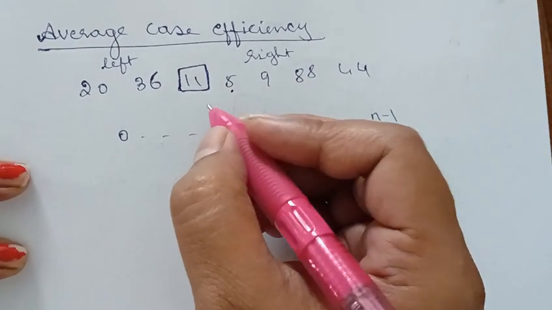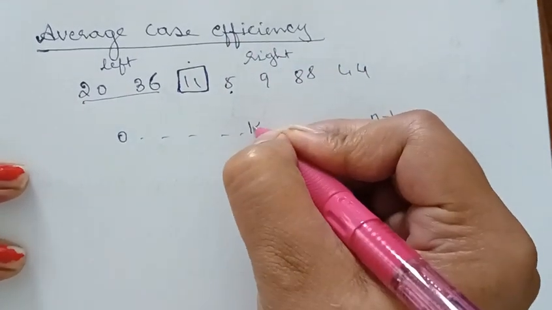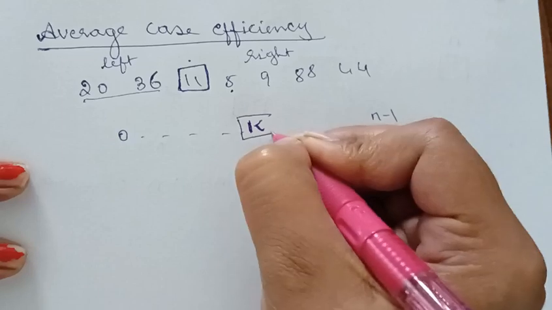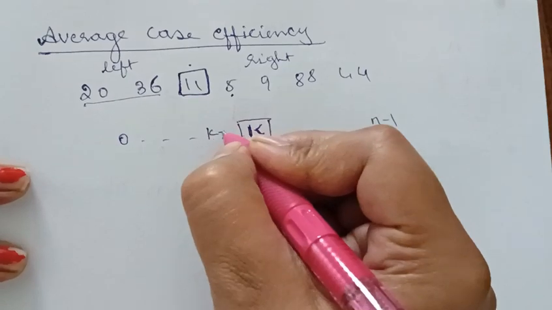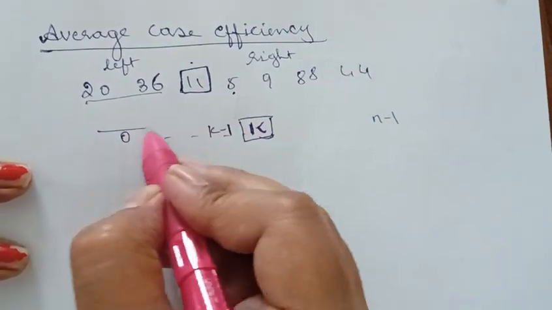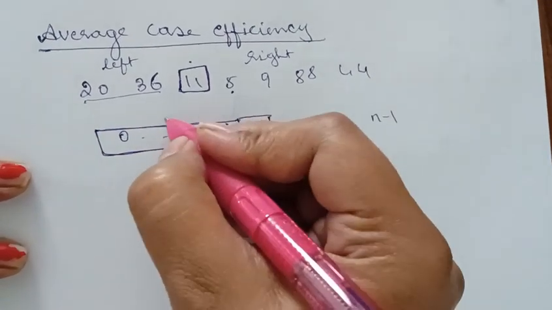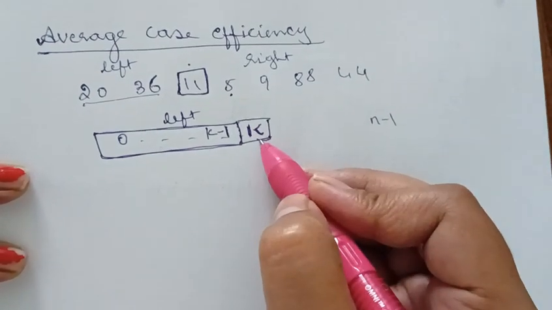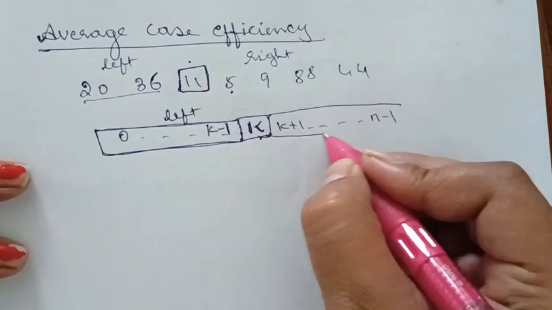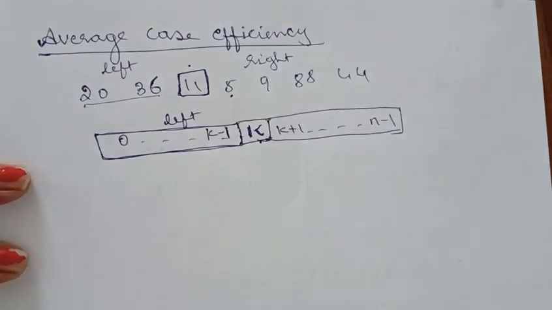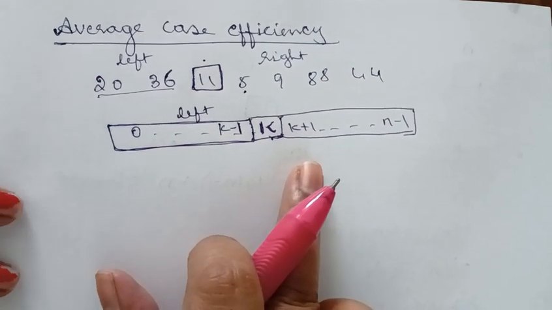Here I'm not sure how many elements are there. So this is the pivot element. I'll take the pivot element as k. From 0 to k minus 1, this entire thing will be considered as the left part of the array. K is the pivot element. From k plus 1 element, this is the right part of the array until n minus 1 elements. This is how the array will be divided in average case efficiency.